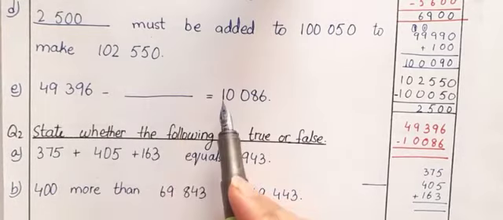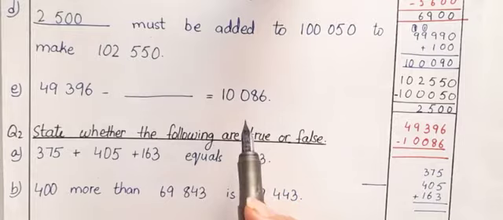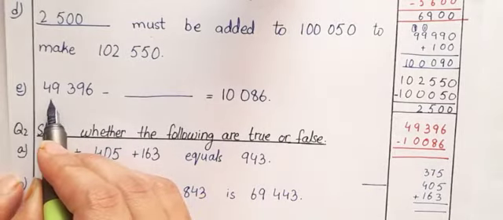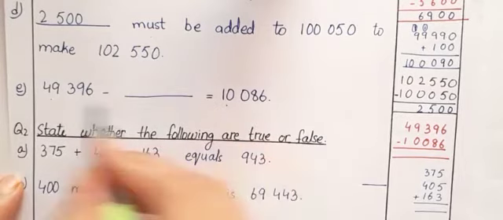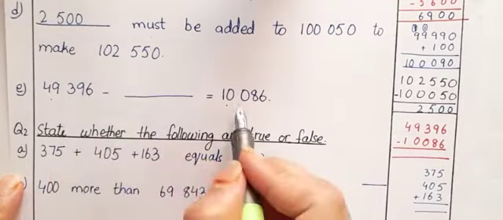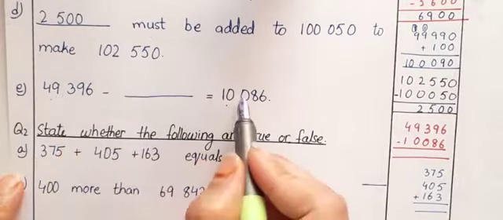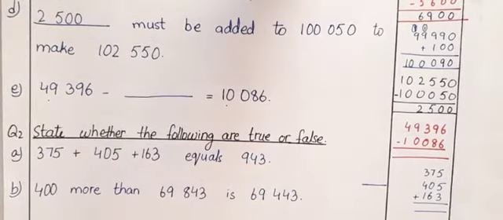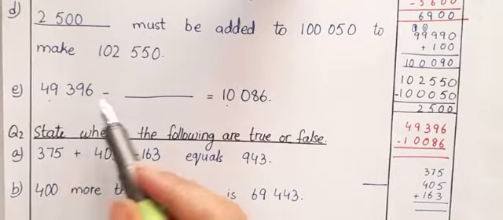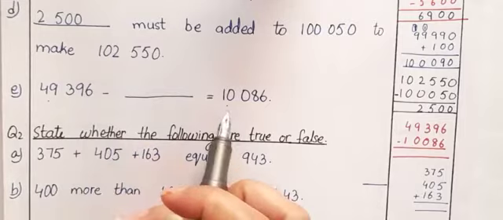So boys, let's move toward our next blank, that is 49,396 minus dash equals 10,086. In blank C, I have told you how we can do it. We can check. If I subtract 10 from 49, it will be 39. So I can subtract these two to find this. If I know it is 39, 49 minus 39 will be 10.